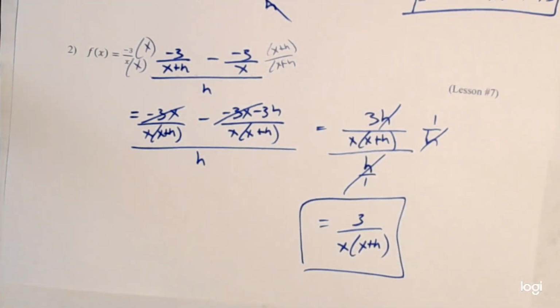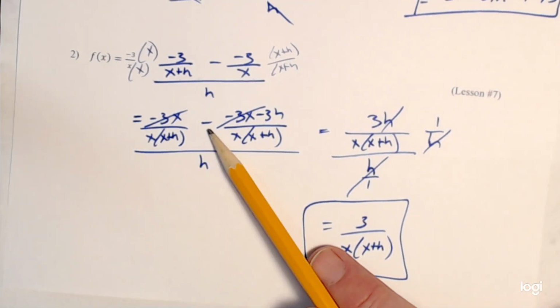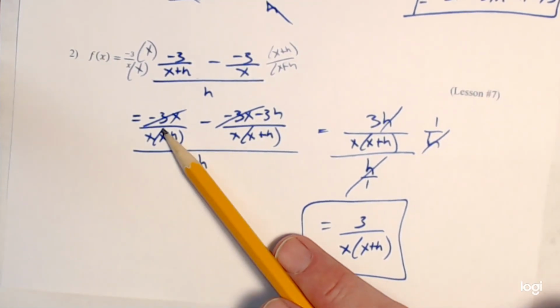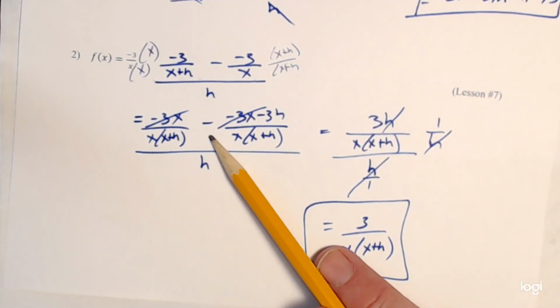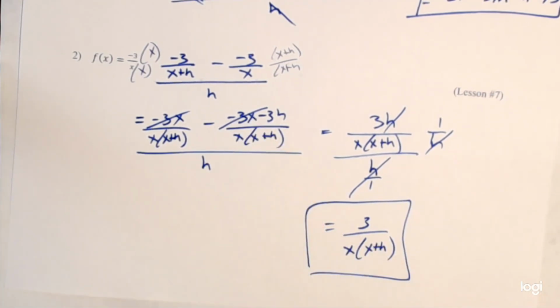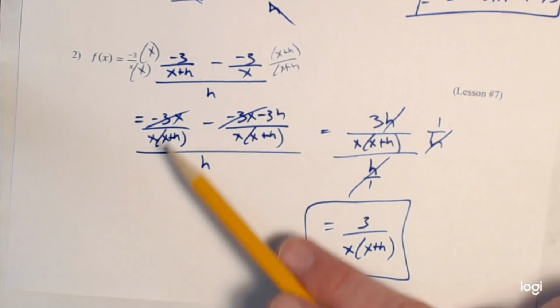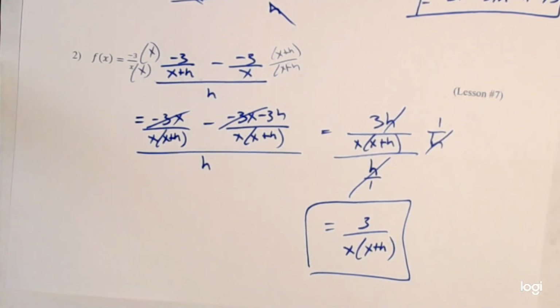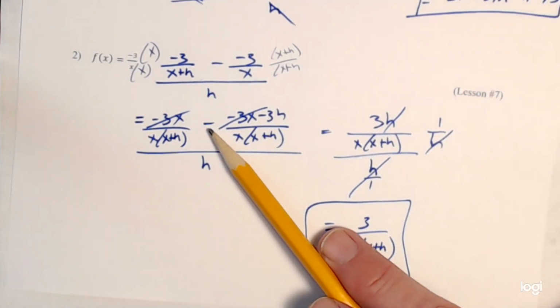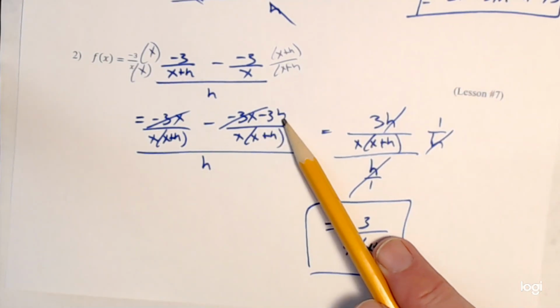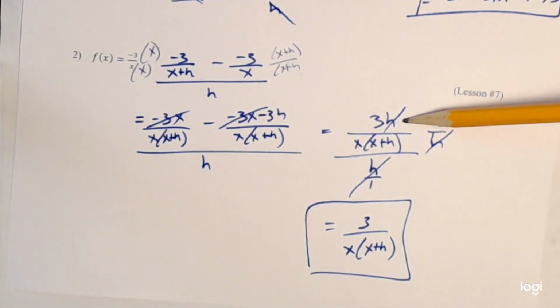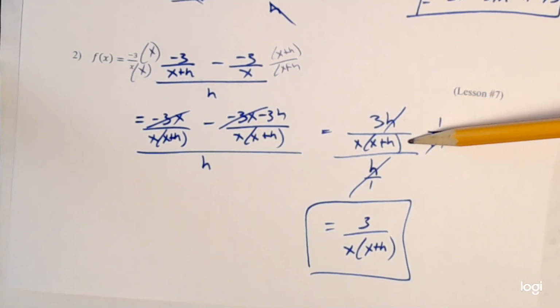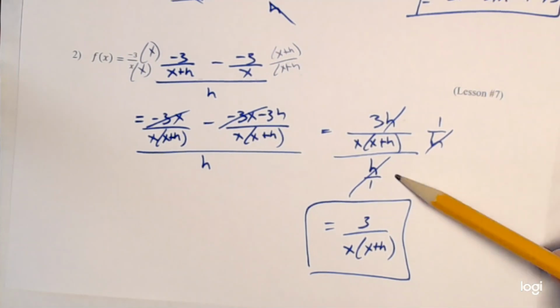Okay. Once we've created our common denominators, we can subtract. So the minus 3x on top minus the negative 3x in the second fraction. Those negative 3x's cancel. We're left with subtracting a negative 3h, giving us a result of positive 3h over our common denominators. All of that still gets divided by h.